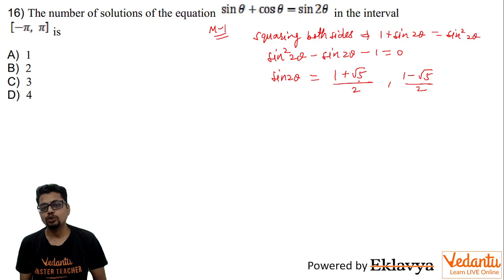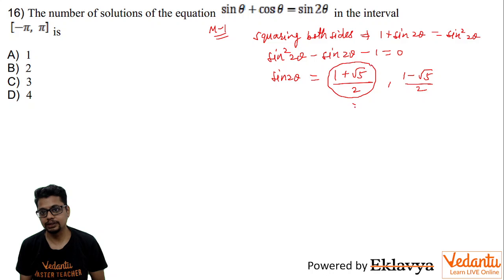Now root 5 is 2 point something, and 1 plus root 5 would be 3 point something. Divided by 2 would be 1.5 something. So this is greater than 1, hence rejected. Why? Because sin 2 theta can't be greater than 1.